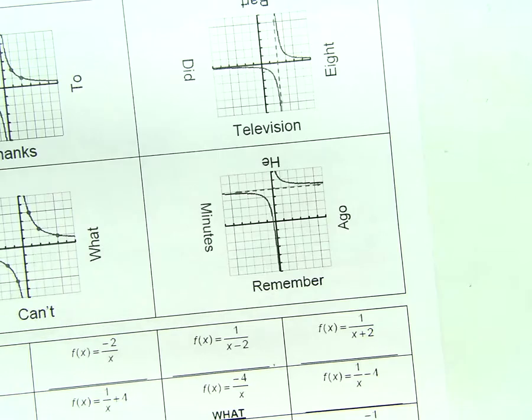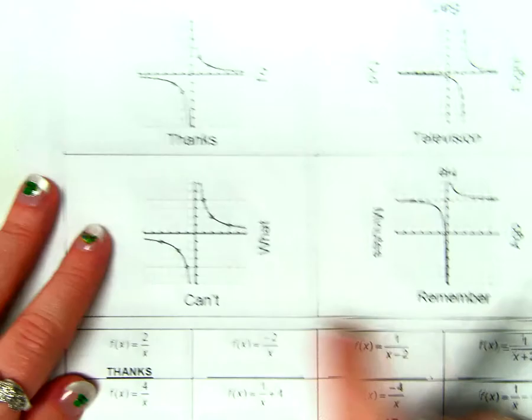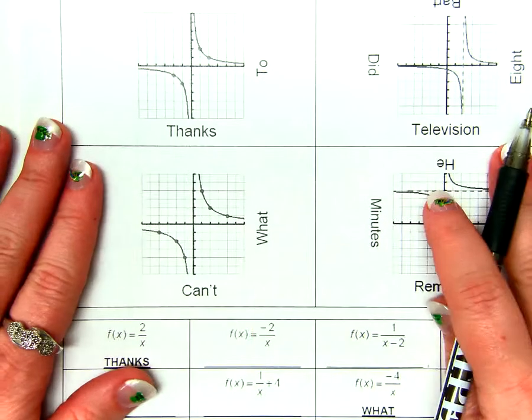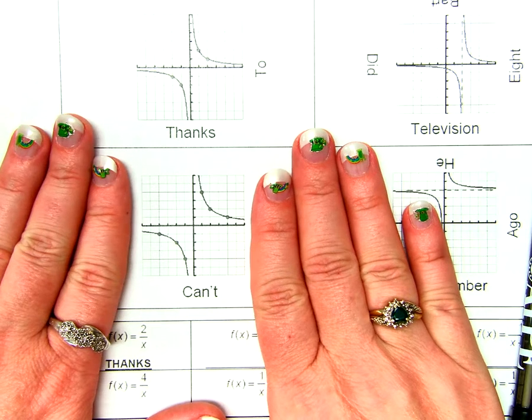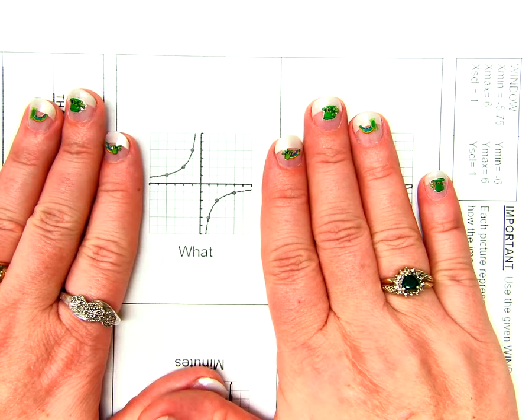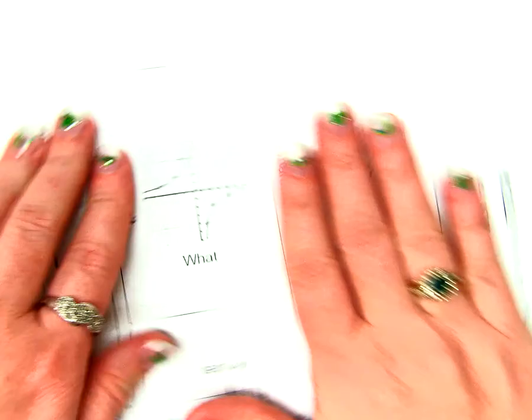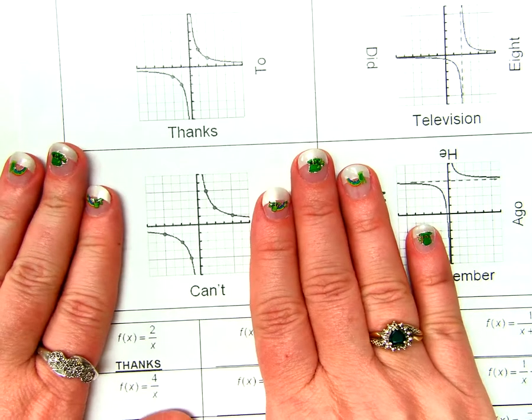So the back is your homework. Let me make sure you understand what to do. Okay? There's a couple different ways to do it. I would recommend you do it the smart way. Not the guessing way, but the smart way. Let's talk about can't. Do you see that this is the graph for can't? And do you see that this is the graph for what? Yes or no? Okay.